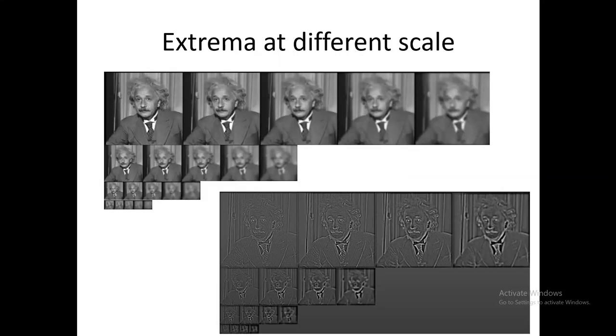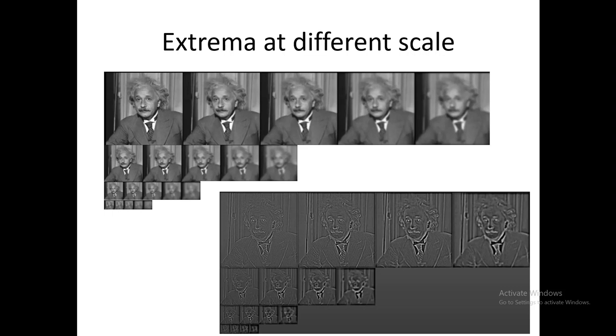And here is an example. Here we have a picture of Einstein, and we can see that picture in the different octaves. Here is this picture in octave 1, and we can see it in one octave, another octave, and another octave. Here we can see the image in 4 different octaves and 5 different scales.